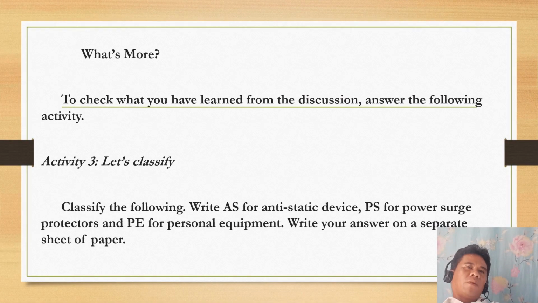Okay, what's more? To check what you have learned from the discussion, answer the following activity. Activity number 3, let's classify. Classify the following. Write E for anti-static device, P for power surge protectors, and PA for personal equipment. Write your answer on your paper.